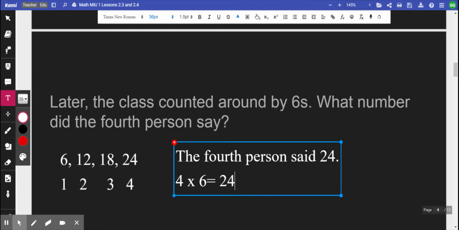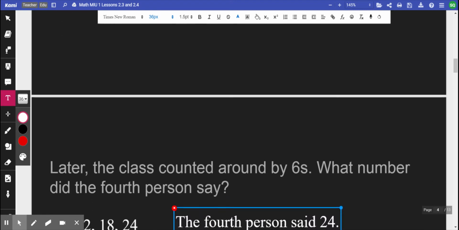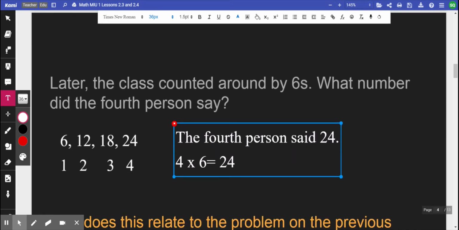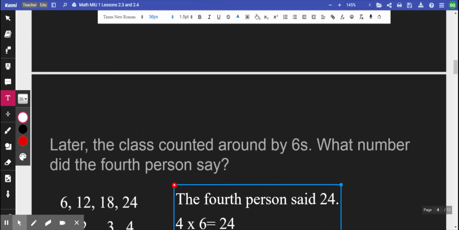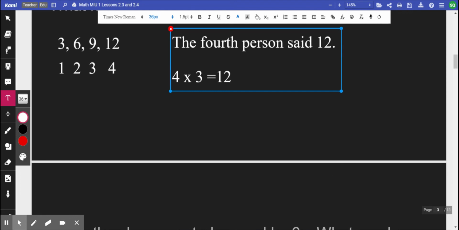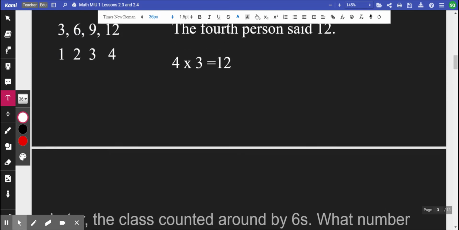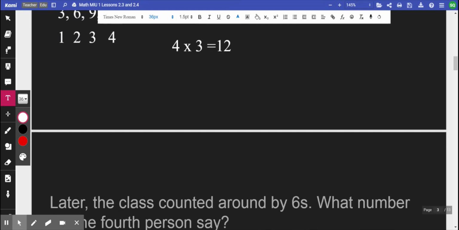What do we know about 3 and 6? Well, 6 is a double of 3. What about 24? How does that relate to 12? Is 24 a double of 12? It is. So since they have the same number of groups, and this number here, 6, was a double of 3, then the answer is a double of 12.